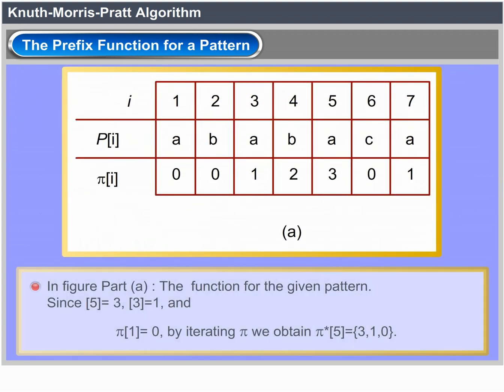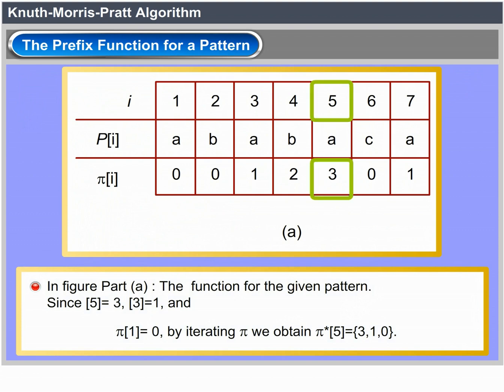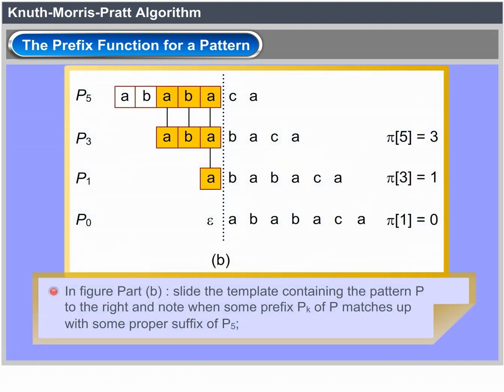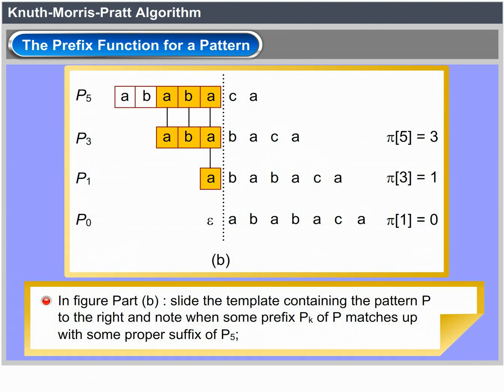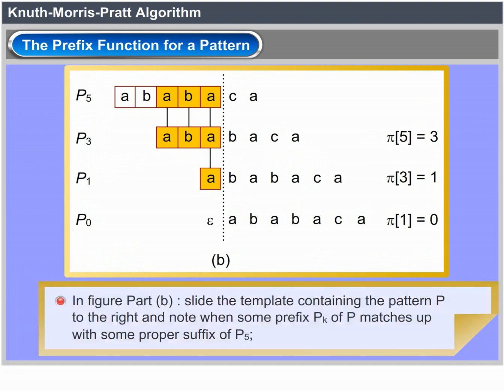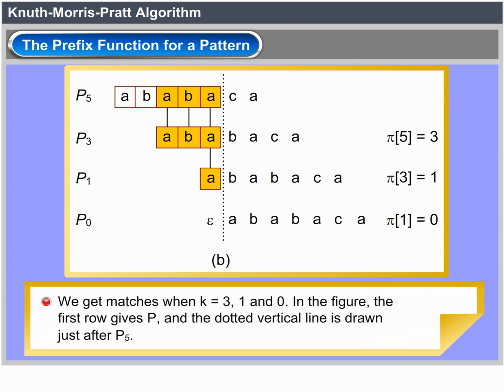In this figure, the pi function for the given pattern, since pi[5] = 3, pi[3] = 1 and pi[1] = 0. By iterating pi, we obtain pi*[5] = {3, 1, 0}. In this figure, slide the template containing the pattern P to the right and note when some prefix P_k of P matches up with some proper suffix of P_5. We get matches when k = 3, 1 and 0.